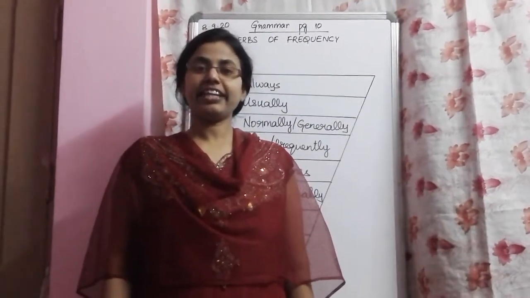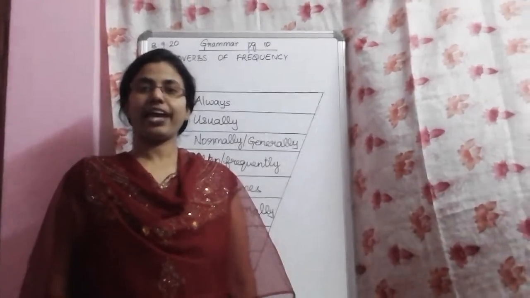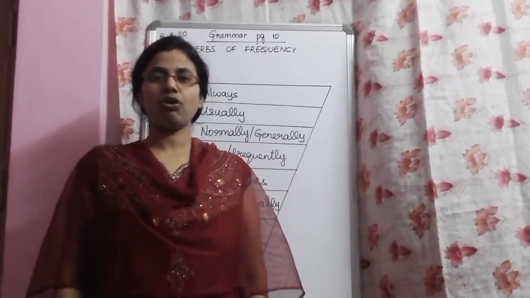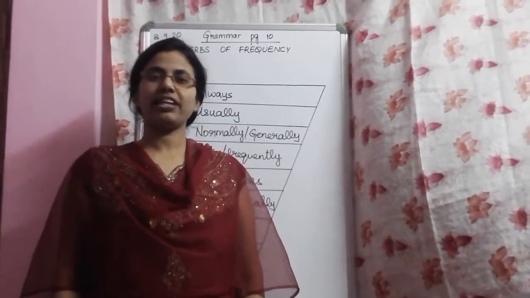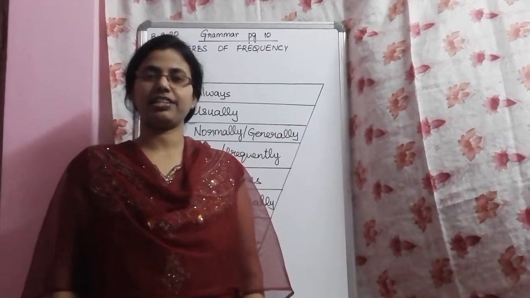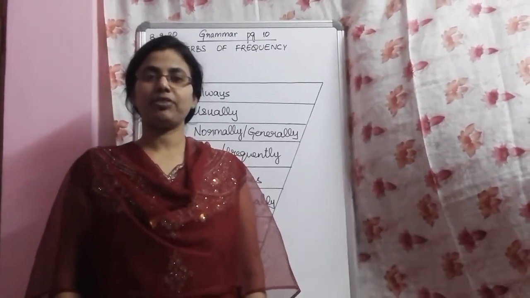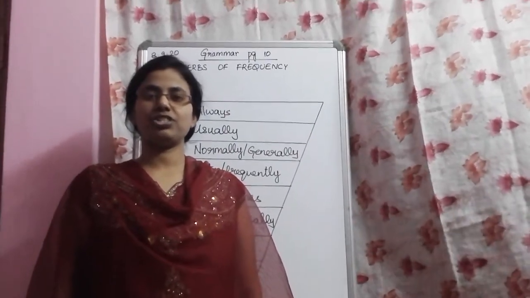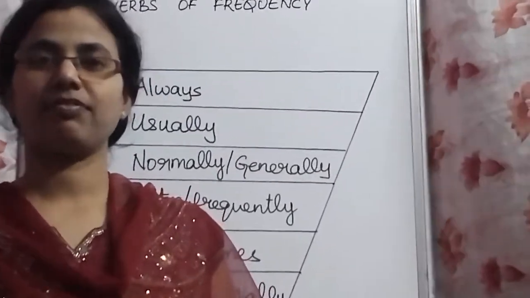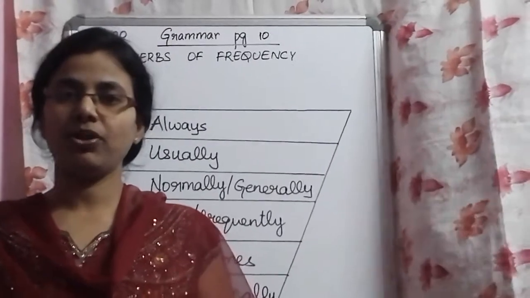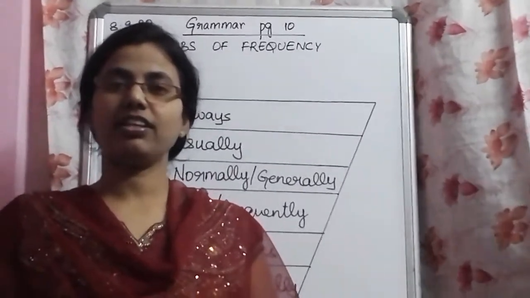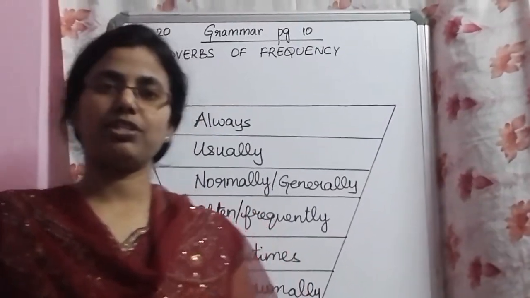Okay. The second part is about adverbs. Adverbs of frequency. What is an adverb? We have already learned yesterday in class. An adverb is a word which describes the action. That is an adverb. Today let us see what are the adverbs of frequency. Look at this table.